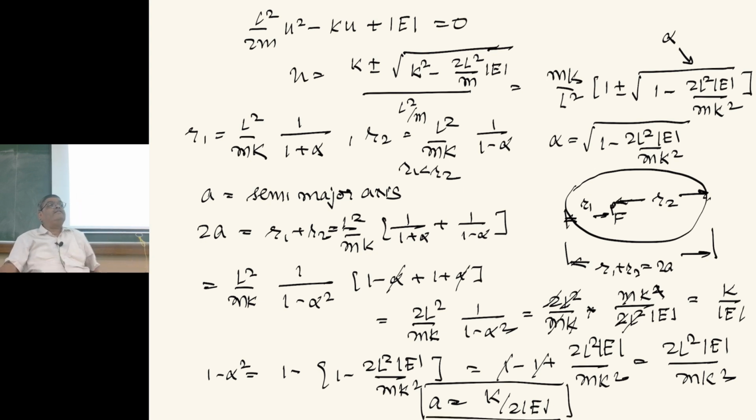What is the surprising thing here? The surprising thing is that the semi-major axis is independent of the angular momentum. It only depends upon the energy. Is that right? Okay, so we have negative E.